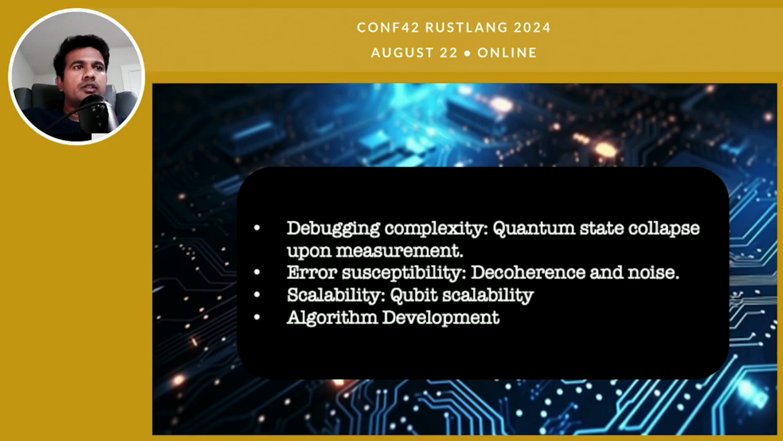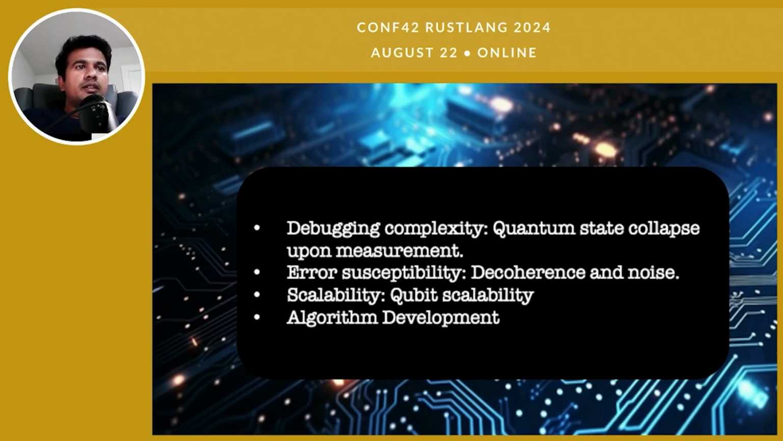The next issue is error susceptibility, or error correction. Quantum systems are highly susceptible to errors due to decoherence and noise. Current quantum error correction codes require a large number of physical qubits to create a single logical qubit. For example, the surface code, a promising quantum error correction scheme, requires approximately 1000 physical qubits for one logical qubit. Recent experiments have demonstrated error correction on a small scale, with a 7 qubit system achieving a logical error rate of 3.2% compared to the physical qubit error rate of 4.8%, showcasing the potential improvement through error correction.